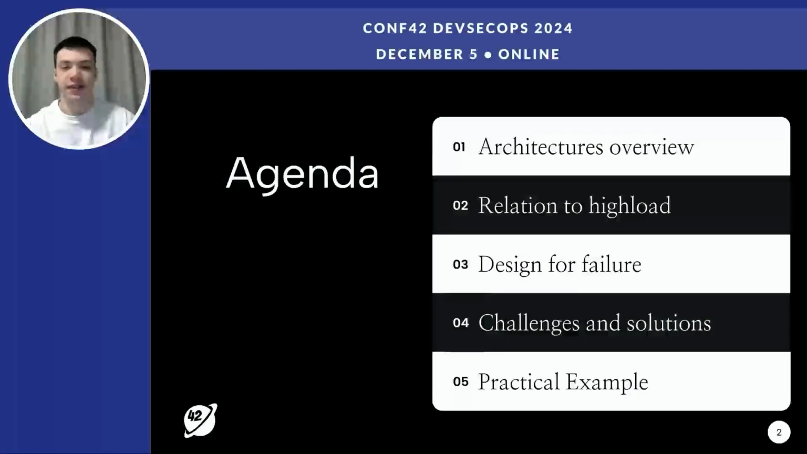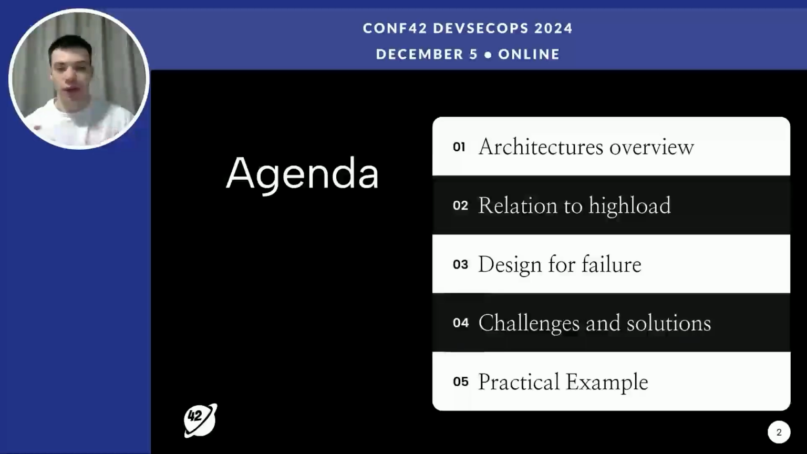The first one is the architecture overview. We're going to briefly describe the benefits of microservices architecture and disadvantages of the monolith architecture. We will talk on how to choose the best architecture for your system, for your case. Then we're going to discuss how it is related to high loads and how to connect microservices and high loads and how to split a large system into separate smaller microservices.